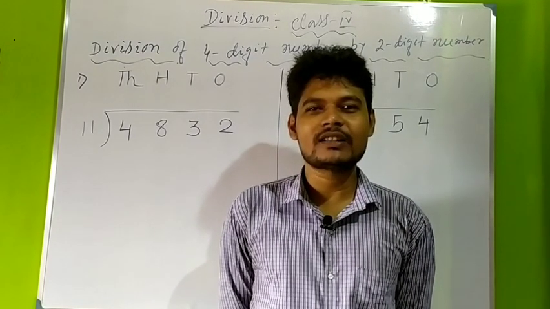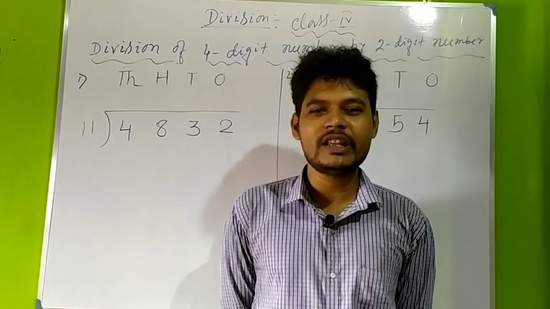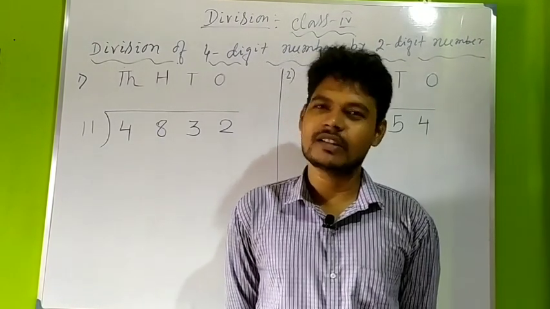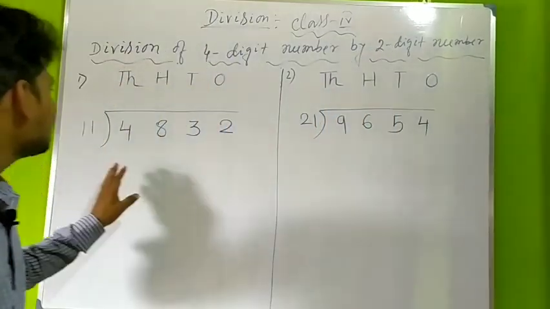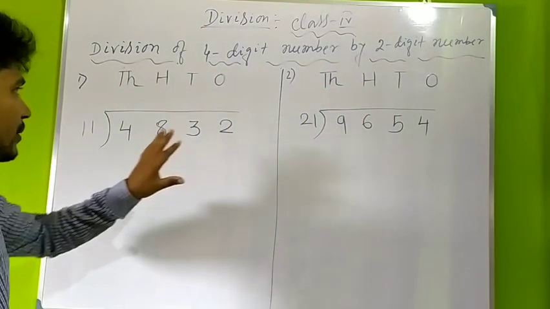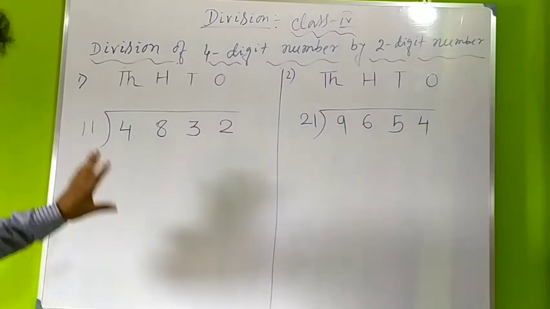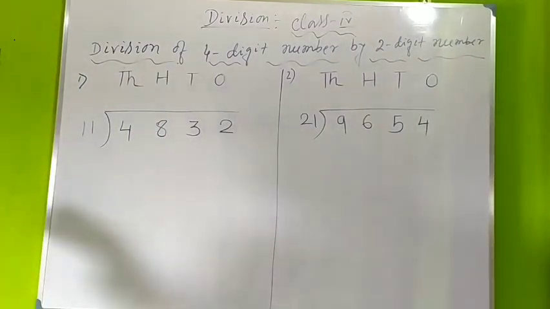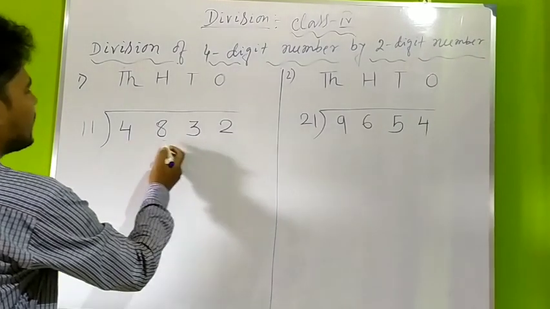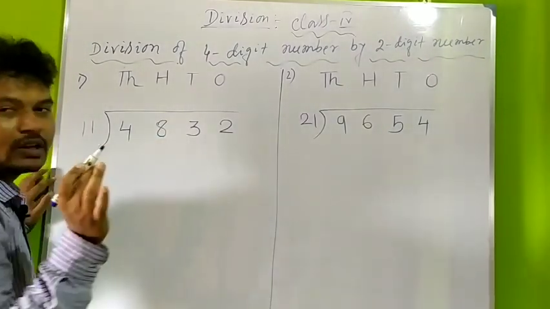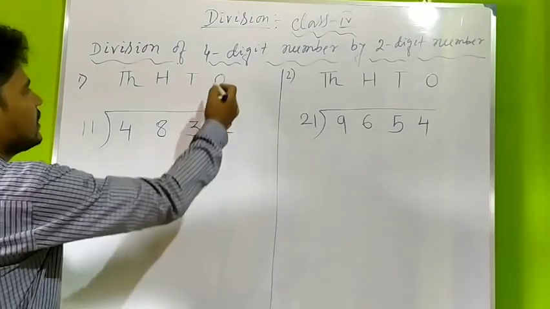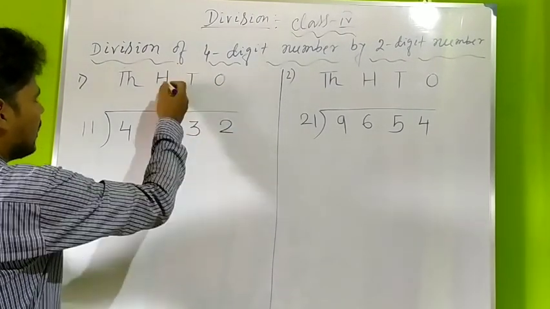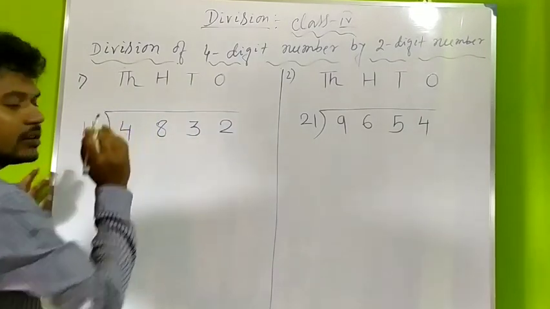Today we will discuss how to divide any 4 digit and 5 digit number by 2 digit number. So let's start. As you can see, I have already written two numbers on two sides of the board. Just focus on the first number. Here the dividend is 4832. I have written all the digits: ones, 2; tens, 3; hundreds, 8; and thousands, 4.